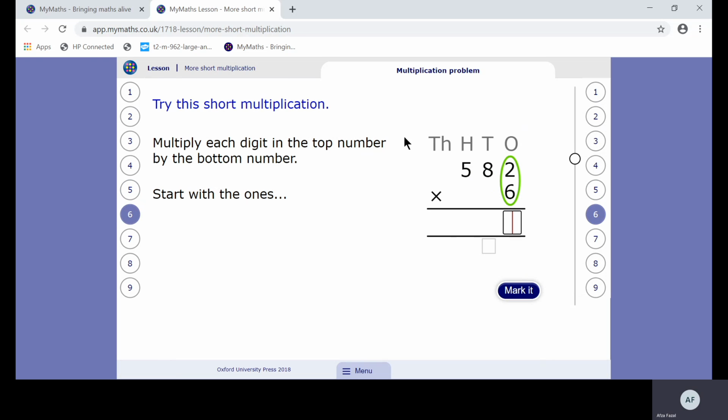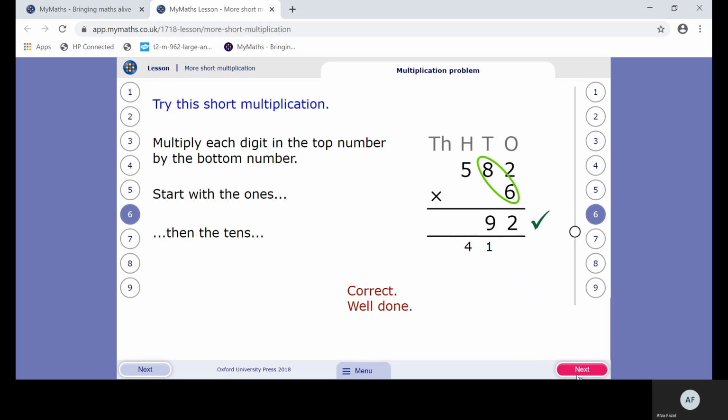Now, we're going to have a go at this. So we've got 2 times 6, which is 12. Put the 2, carry the 1. Next step, 8 tens times 6. So on our 8 times 6 is 48, add the 1, 49, so we put the 9 there, 4 here.